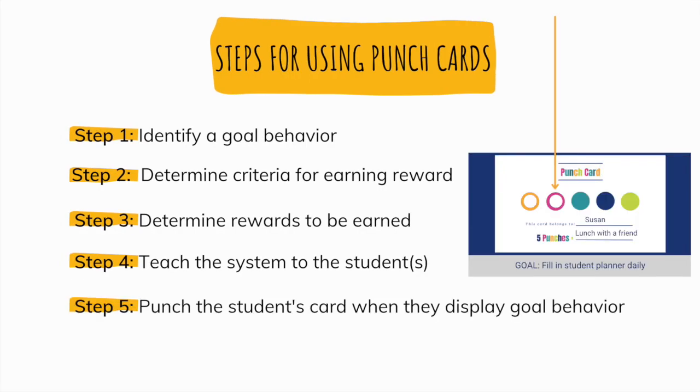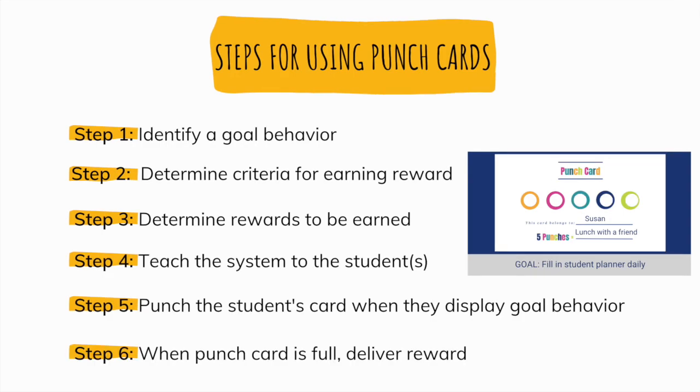Step 5, punch the student's card as quickly as you can when they display the goal behavior. So in our example, every time the student writes assignments in their student planner, they get a punch. Step 6, when the punch card is full, deliver the reward. It is important to deliver the reward as soon as possible. So in our example, the student has received all of their punches and turns the card in for lunch with a friend.